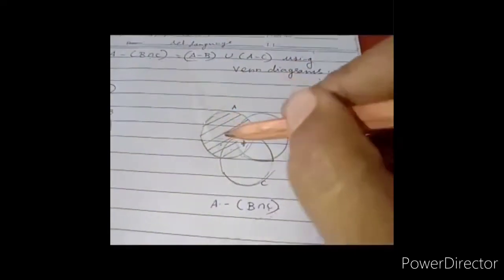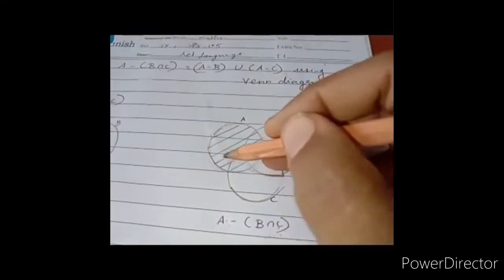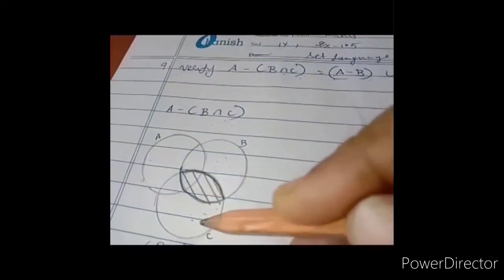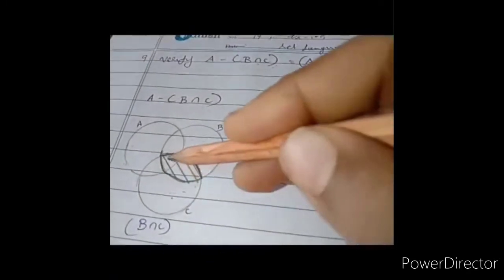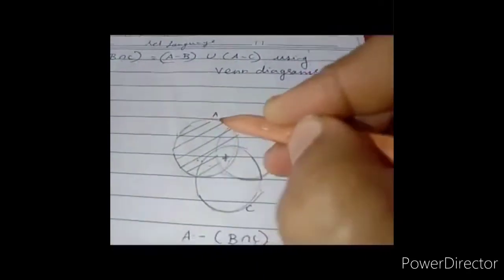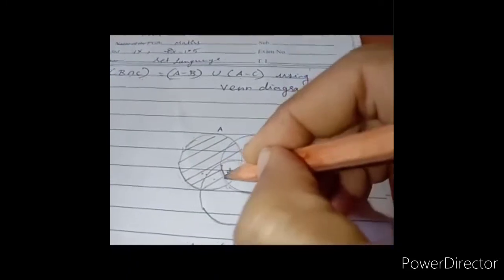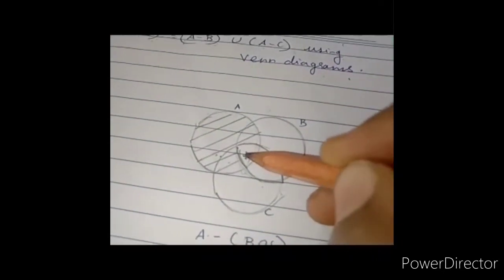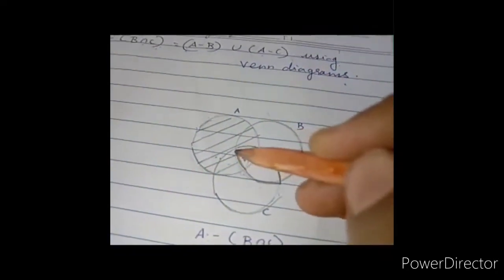Have you understood, students? A minus B intersection C means only you have to shade the region of A, not the region of B intersection C. If you see this figure, B intersection C means which is common to both B and C. Except this region, you have to shade the region of A. Therefore, if you take the circle of A, this is the region which comes under the B intersection C. Therefore, you have to leave this region and shade the remaining region of A.